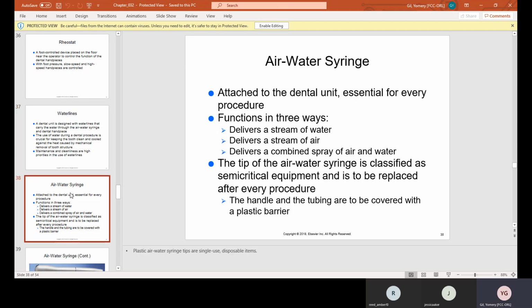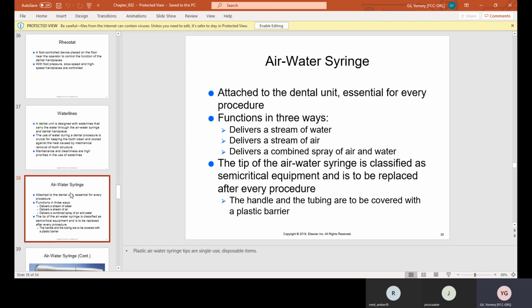Air water syringe. It is attached to the dental unit, essential for every procedure, and functions in three ways. It delivers a stream of water, a stream of air, and a combined spray of air and water if you press both buttons at the same time. The trickiest thing that you will ever learn how to use is the air water syringe, because you have to learn how to press it at just the right pressure. If you press it too hard, the stream of water will just shoot right back into your face.